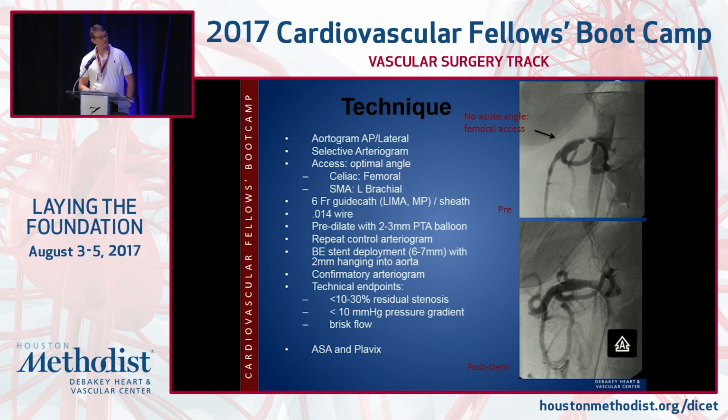You obviously want to cover the lesion, but you want to have about 2 millimeters of this stent hanging into the aorta. Most mesenteric disease is orificial disease, essentially aortic spillover disease into the ostia of the vessel. So you have to make sure that the stent is flared into the aortic lumen by a couple of millimeters. For the technical endpoints, if you have less than 30% residual stenosis or less than 10 millimeters of gradient across your lesion on completion, then you've achieved a successful technical result.